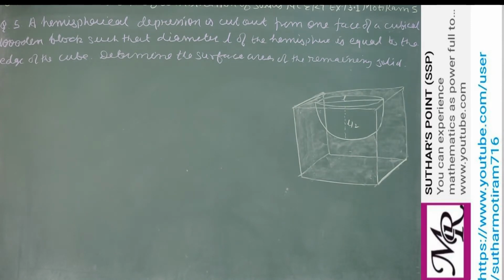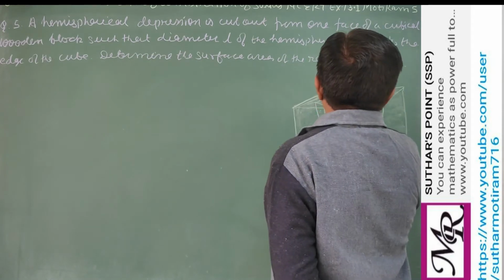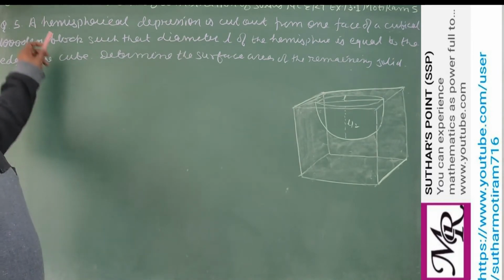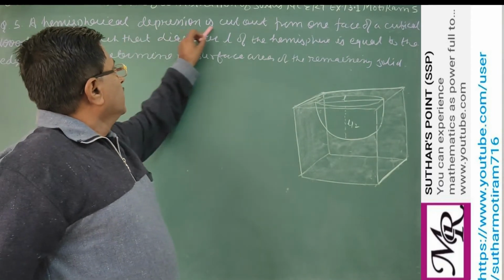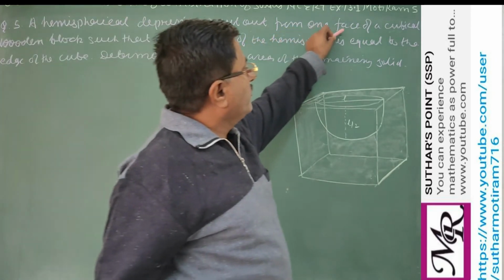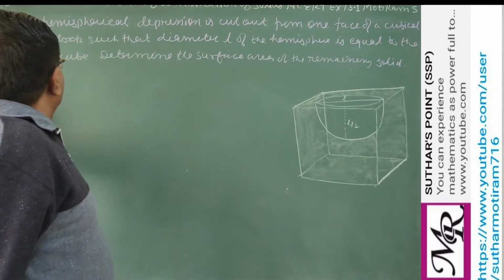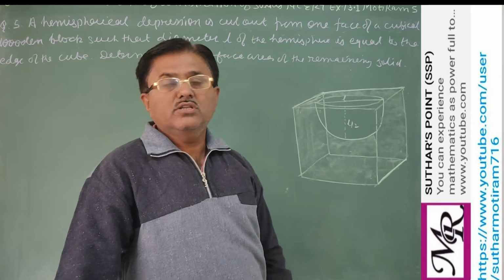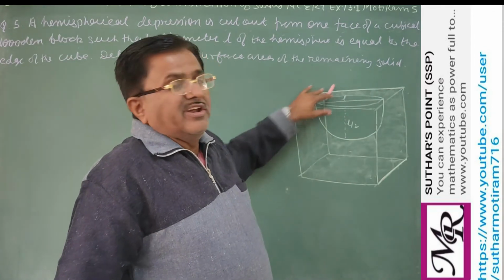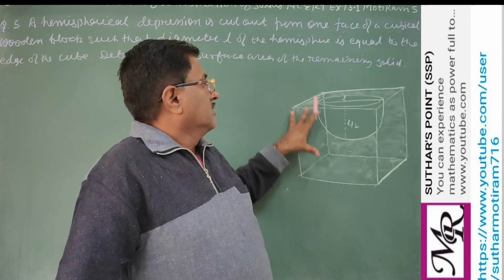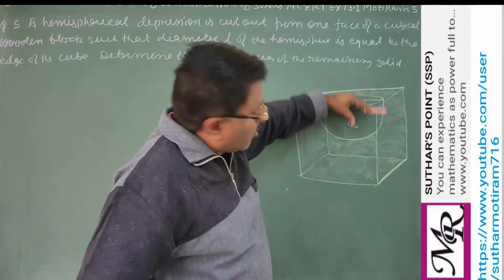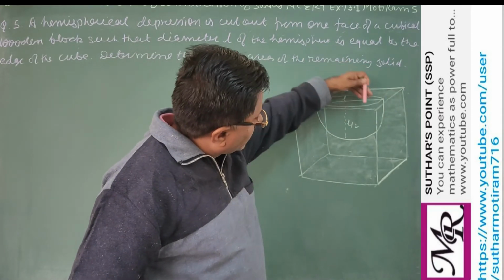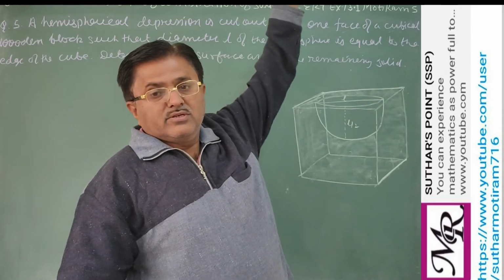Next problem C. This is very important. Dear student, you can see here what the problem says: a hemispherical depression is cut out from one face of a cubical wooden block. We are given a cubical wooden block. This block is made of wood, so it is a solid. Material is there, and from this we have made one hole. Depression means hole.